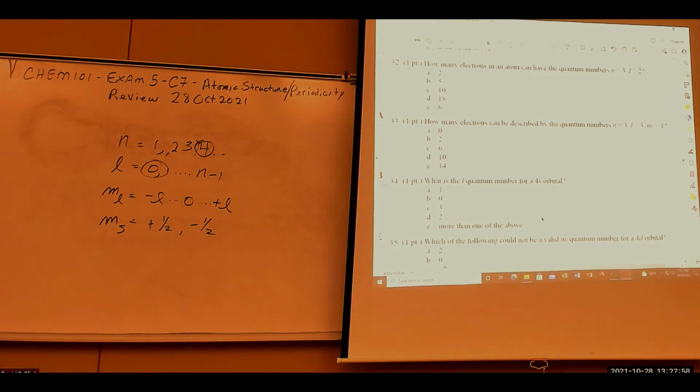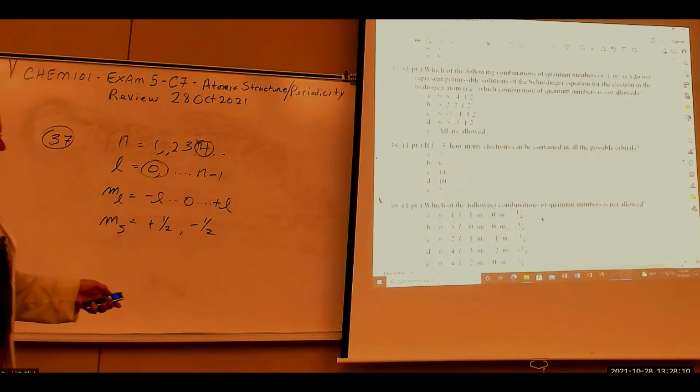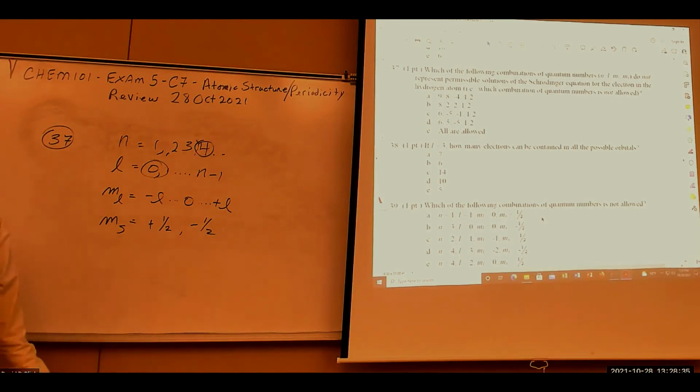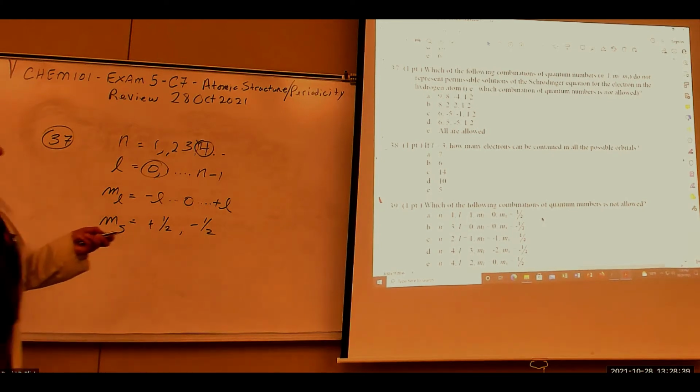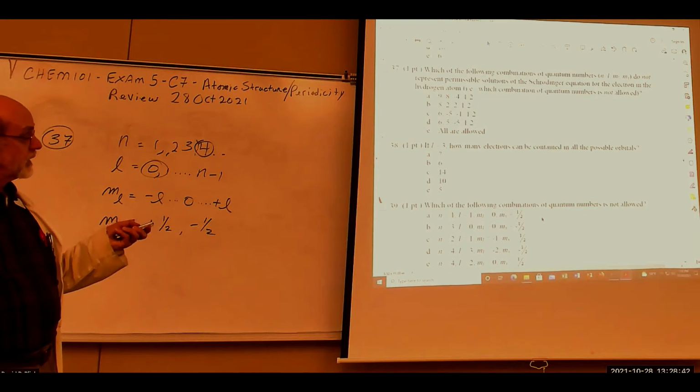Let's see, skip 35. Let's see what we're going to start with the next one. 37. Let's see. There it is. Which of the following combinations of quantum numbers N, L, M sub L, M sub S do not represent permissible solutions of the Schrodinger equation for the electron in the hydrogen atom? Well, the electron in the hydrogen atom can be any level. You can excite it up to infinity. N equals infinity, right? Then it'd be an ion.